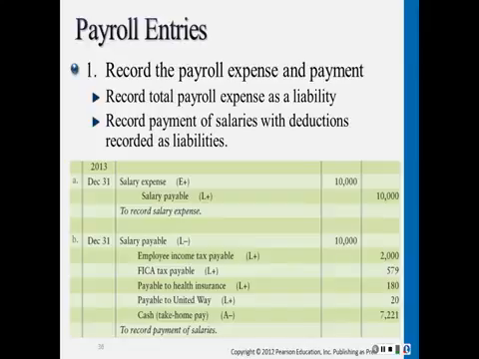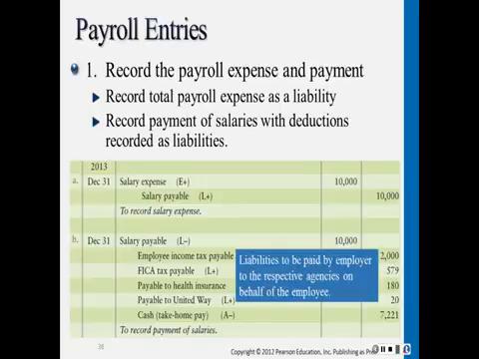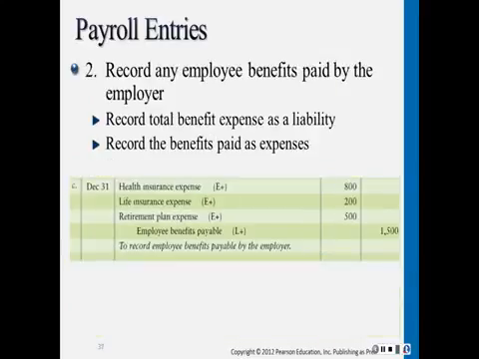Next, record payment of salaries with deductions recorded as liabilities. The liabilities created from the deductions will be paid by the employer on behalf of the employee. The second entry is to record any employee benefits paid by the employer. Record total benefit expense as a liability and record the benefits paid as expenses of the company.